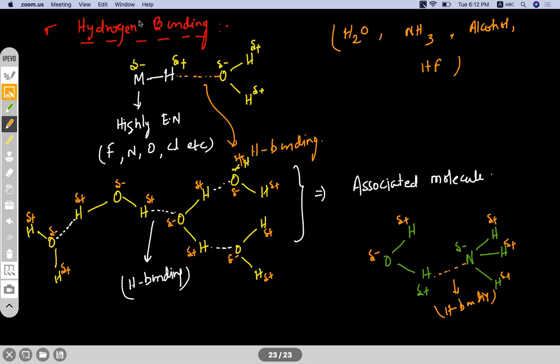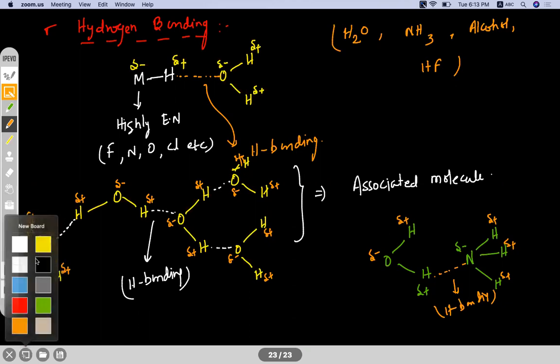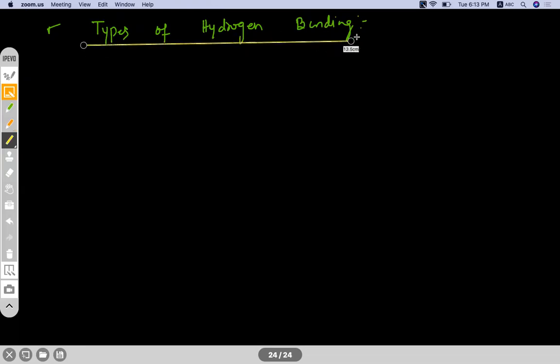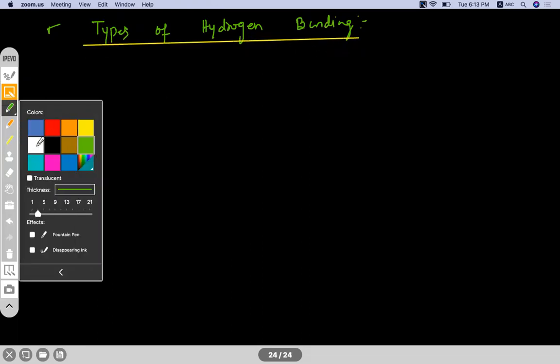Okay, so this is the hydrogen bonding. The basic understanding you must have: more charge, more will be the electrostatic attraction, and hence the stronger the hydrogen bond is. Now this hydrogen bonding is of two different types. Next, write down types of hydrogen bonding. Two types of hydrogen bonding we have.